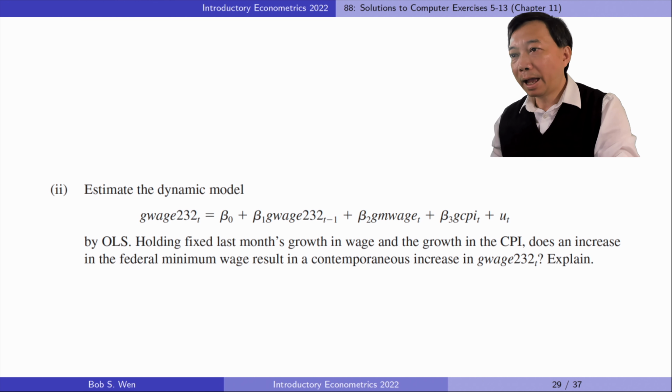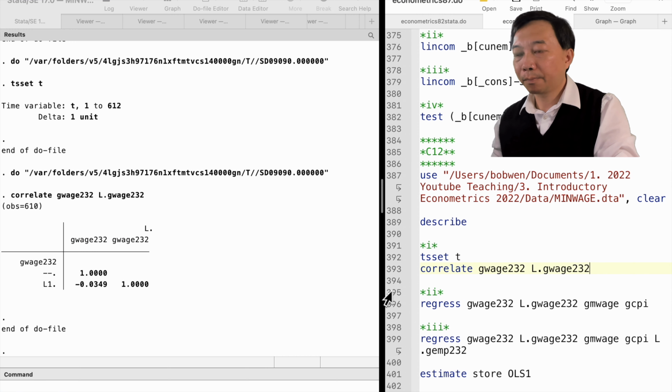In part 2, estimate the dynamic model by OLS. Holding fixed last month's growth in wage and the growth in the CPI, does an increase in the federal minimum wage result in a contemporaneous increase in the wage growth in sector 232? Explain.